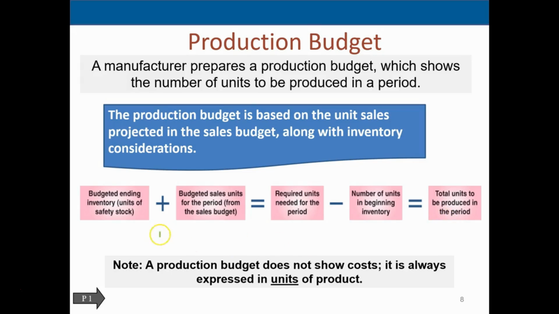So once again, if we take a look at that calculation: the ending inventory that we want at the end of the time period, at the end of the month or quarter or year, plus the amount that we think we're going to sell, those are the units that we figured out in the sales budget. That gives us the required units we need to produce if we didn't have any beginning inventory. But we do have beginning inventory, so we're going to subtract out the beginning inventory. That's how many units that we will need to produce.